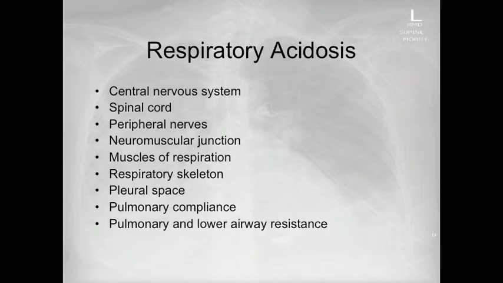Pulmonary and lower airway resistance. Conditions such as asthma and bronchiolitis may prevent CO2 clearance. Upper airway obstruction. Severe upper airway obstruction or obstructive sleep apnea may also cause respiratory acidosis.